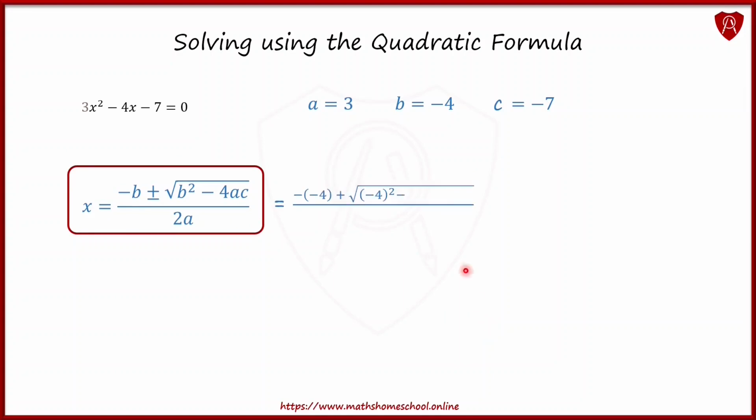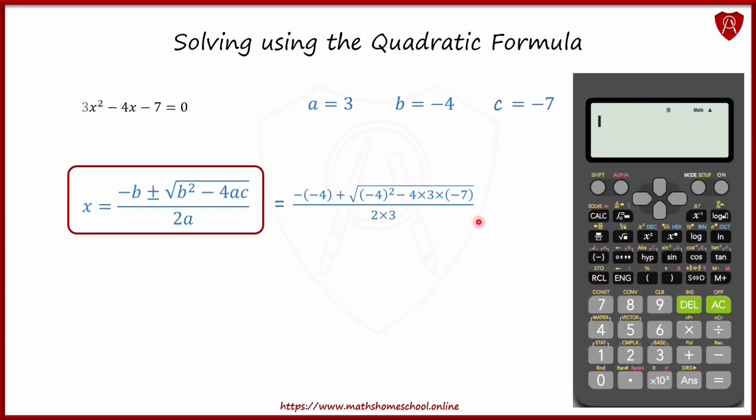We need to plug in our coefficients in the formula and then pick up our calculator. This is a fraction structure, so we start by pressing the fraction key, then we key in the numerator first. Minus b, which means minus brackets minus 4 brackets. It is good practice to wrap negative coefficients in brackets so the calculator will interpret them correctly.